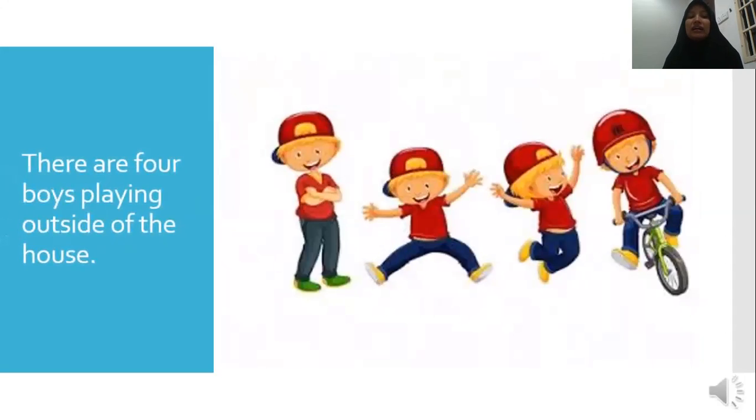Next, there are four boys playing outside of the house. Students, I know you cannot see the house in front of you, but it's okay. As long as you can focus that we have 4 boys right now in front of you on the screen. So, you use what? Yes, if your answer is there are, then it is correct. There are 4 boys playing outside of the house.